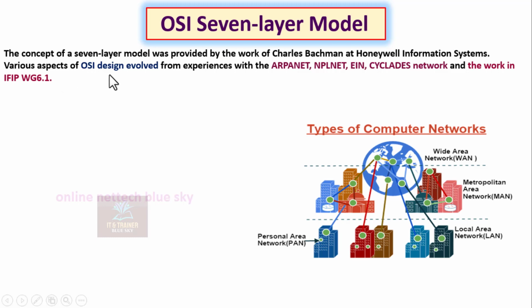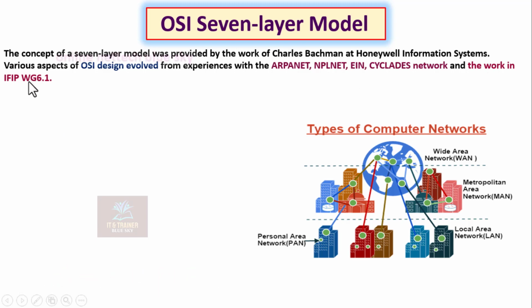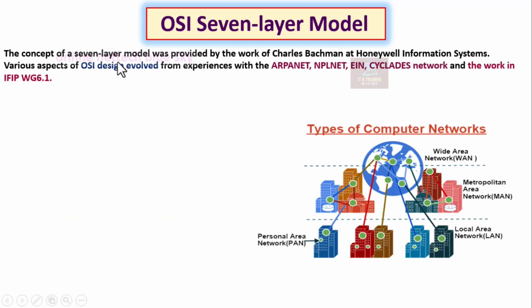Various aspects of the OSI design evolved from experience with ARPANET, NPLNet, EIN, and the CYCLADES network. These networks were created and worked on in IFIP WG6.1, an organization that was created, and many companies contributed to the OSI design. The 7-layer model was provided by the work of Charles Bachman.